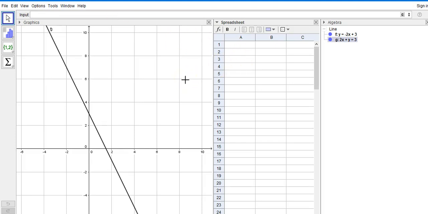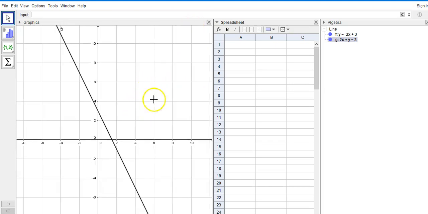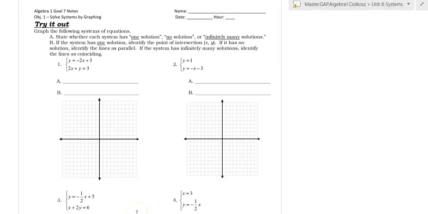Here, we graph as well. Now, what we're going to notice here is that these are in fact the exact same line. We see our f and g overlapping, so since they're the exact same line, they just look different. Our answer here is going to be infinite solutions.